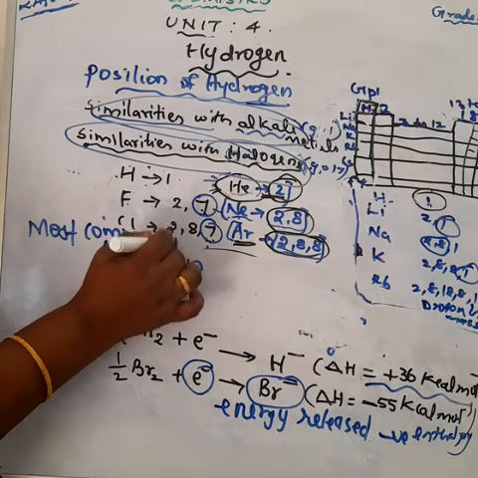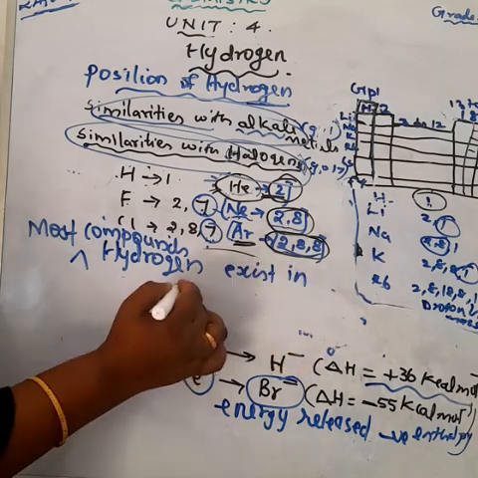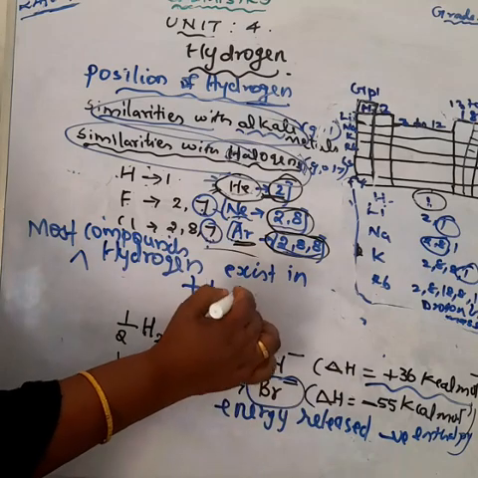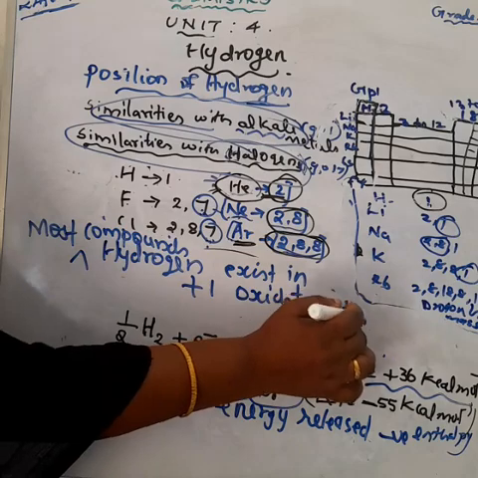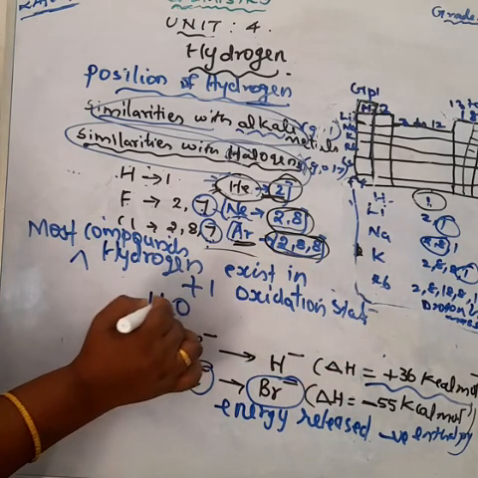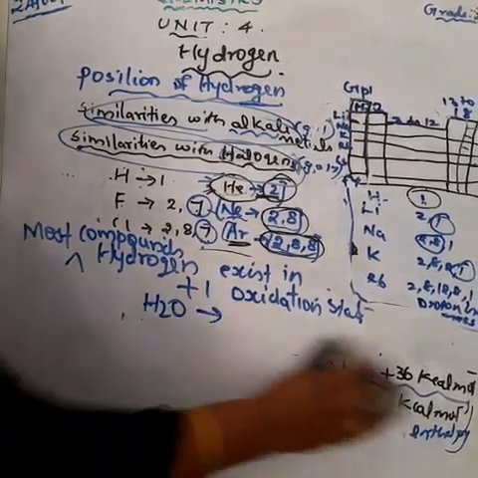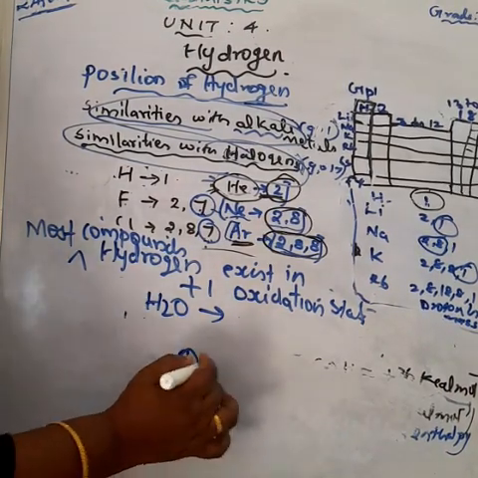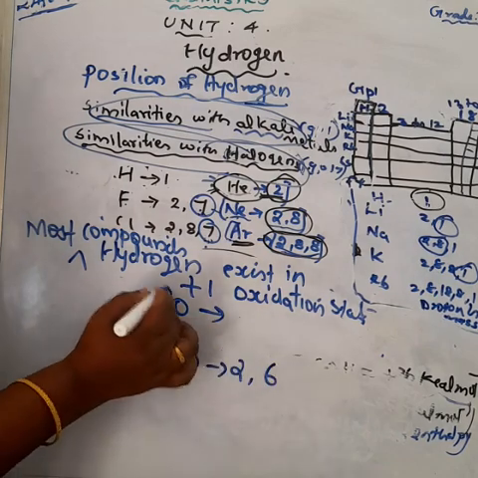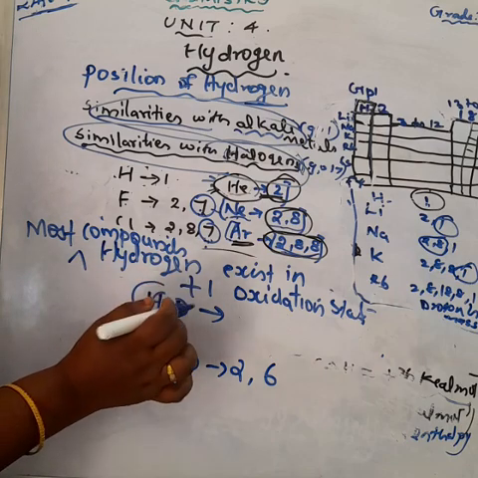For example, take the water molecule H2O. What is the oxidation state or valence of hydrogen here? Oxygen needs 2 electrons to get a stable configuration. What is the outermost valence electron count of oxygen? 6. So it needs 2 electrons to get the stable configuration, so 2 hydrogen atoms are added. When the water molecule forms, 2 hydrogen atoms combine with 1 oxygen atom.